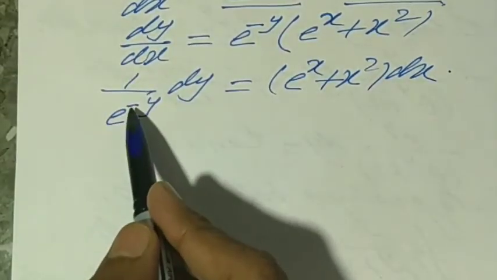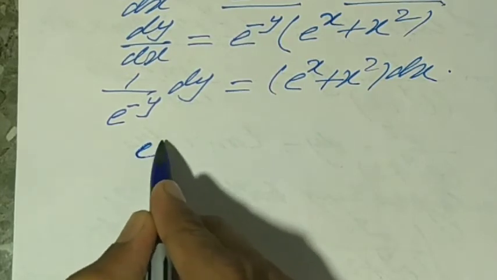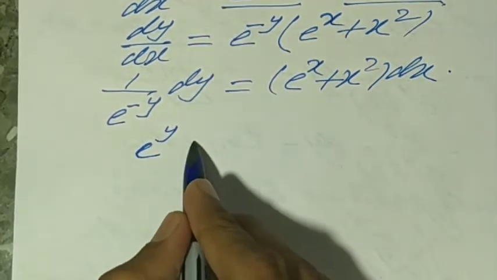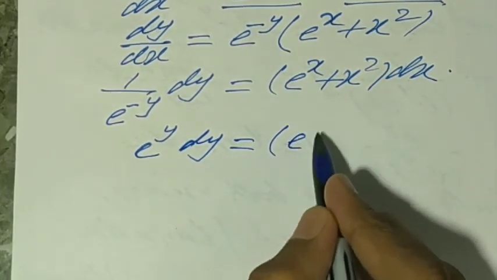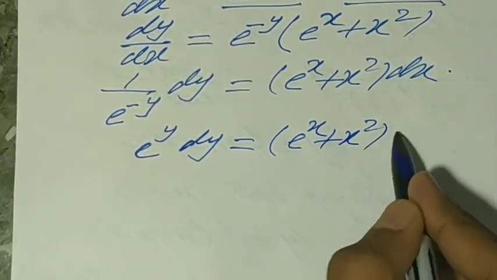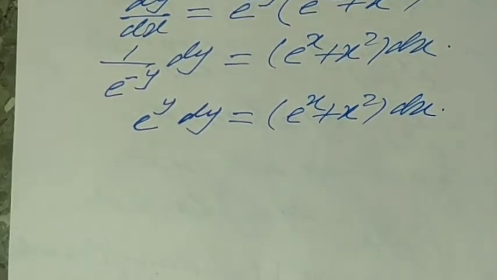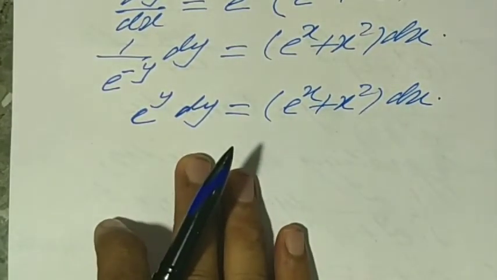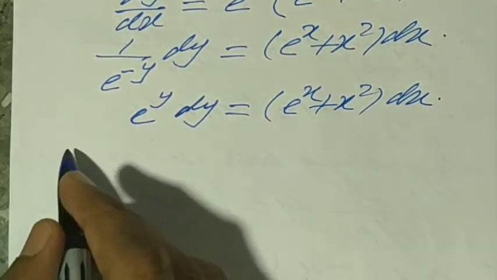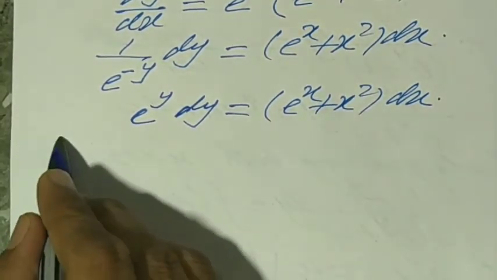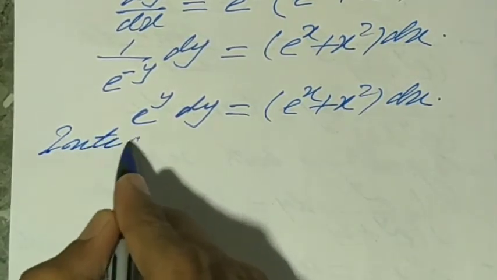Since 1 upon e raised to the power minus y may be written as e raised to the power y, it becomes e raised to the power y dy is equal to bracket e raised to the power x plus x square dx. Now it is exactly in the standard format f(y) dy is equal to phi(x) dx. So now in the next step we have to integrate both the sides. So integrating both sides.